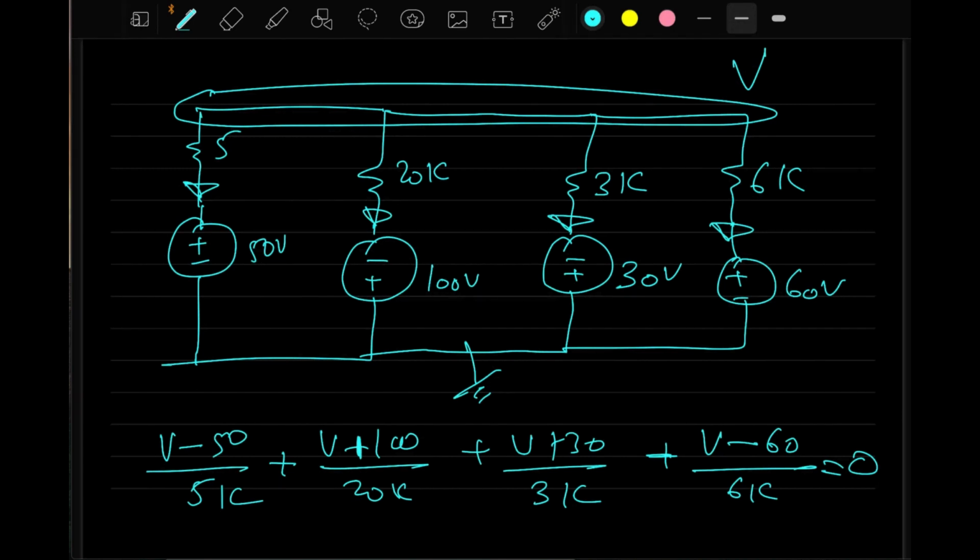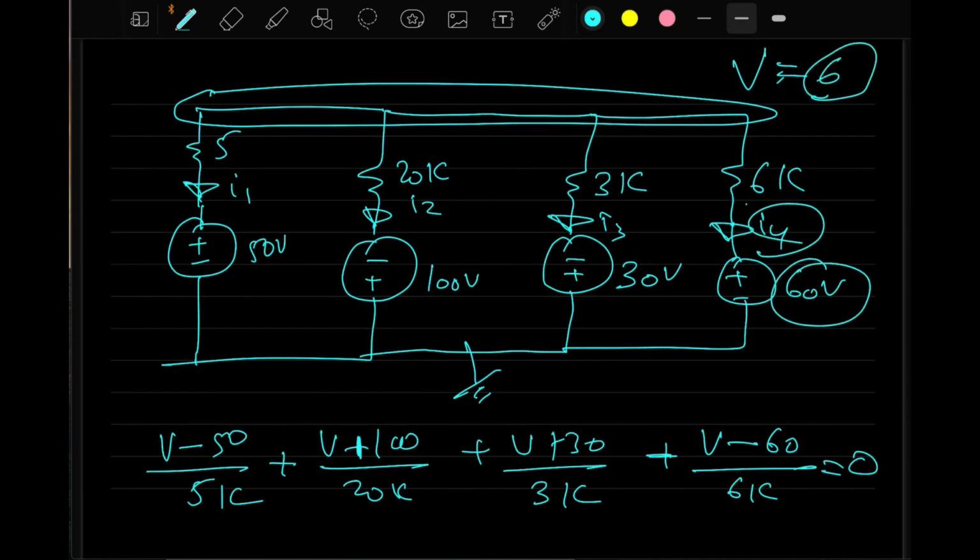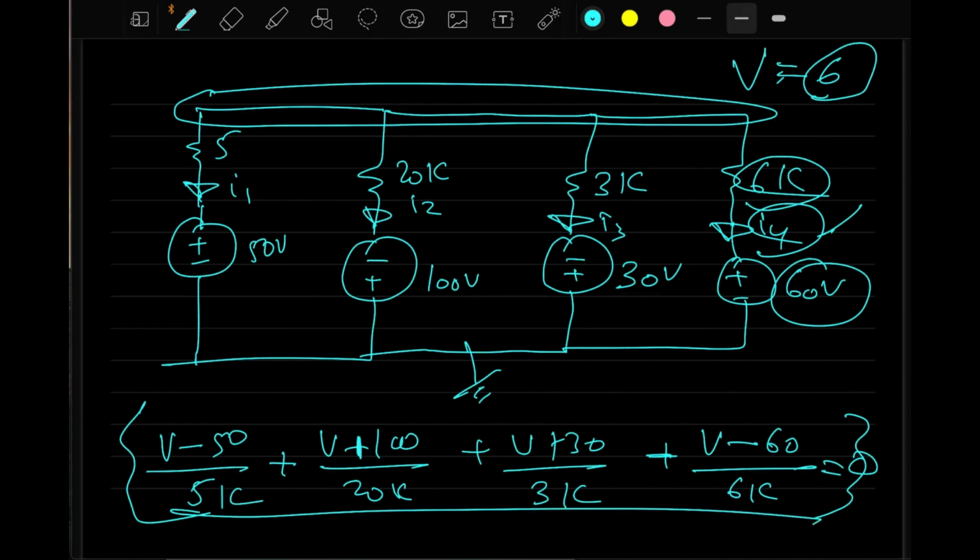Once V is calculated, you can calculate all these currents inside, right? Yes. Let us say V is 6 volts, then you can easily calculate 6 minus 60 divided by 6K, and you will get I4. So in a single line you can calculate this. But if you are doing mesh analysis, then you have to write so many equations to solve for this. The answer will be the same.